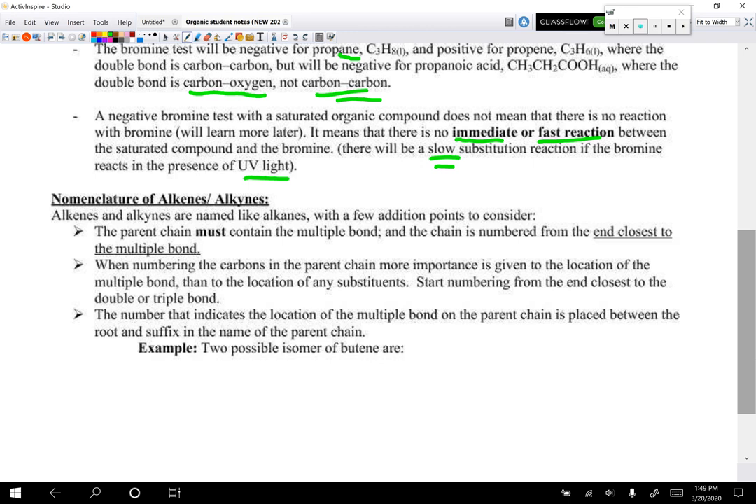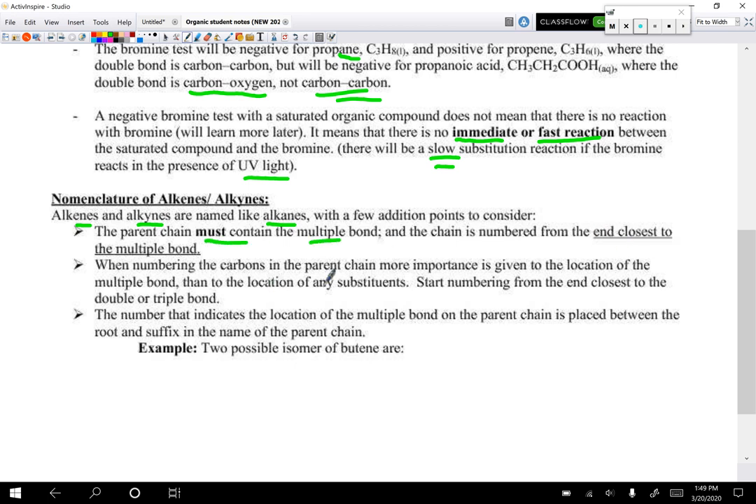Now, for nomenclature of our alkenes and alkynes, they are named exactly like the alkanes, except there's a few additional points that we need to consider. All right, so most of these additional points is that our parent chain, so our longest continuous carbon chain, must contain the multiple bond. So that means it cannot be in a branch, all right? So it must contain the multiple bond.